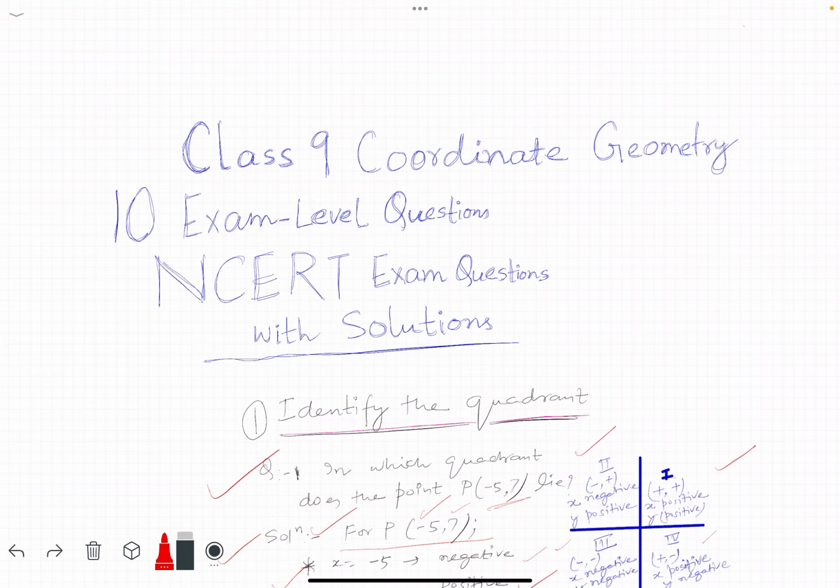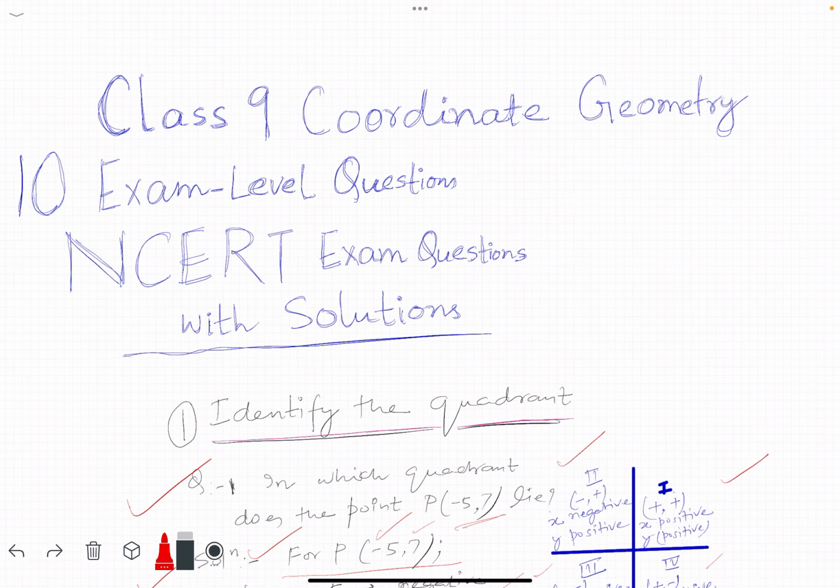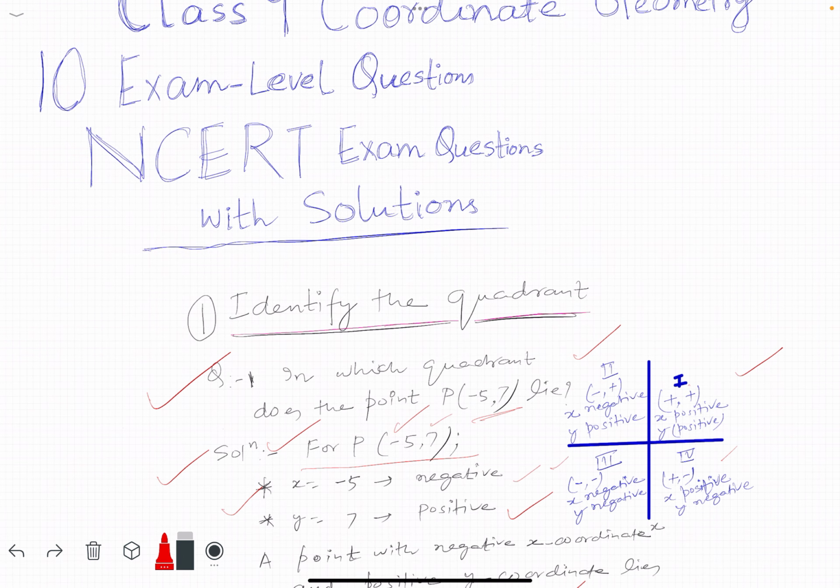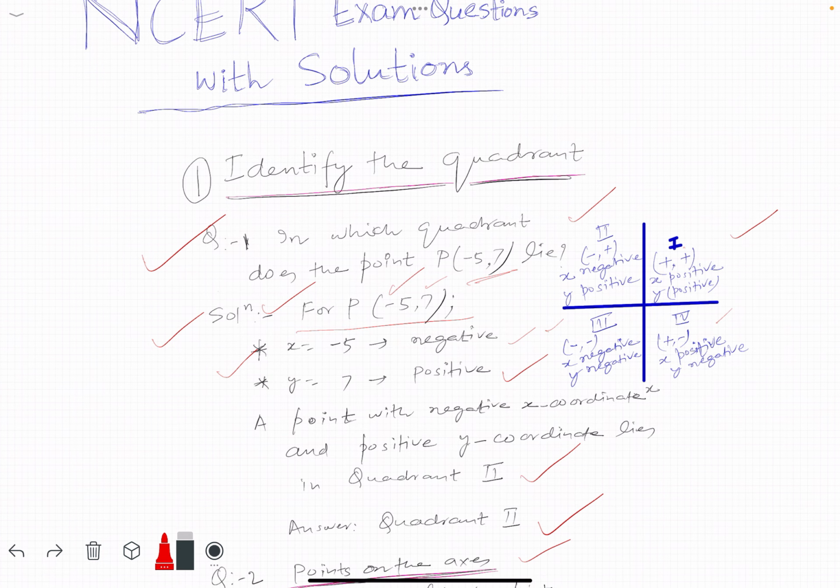Today we will discuss 10 exam level questions which are important for your every exam for class 9th. Question number 1, identify the quadrant. In which quadrant does the point P(-5, 7) lie?